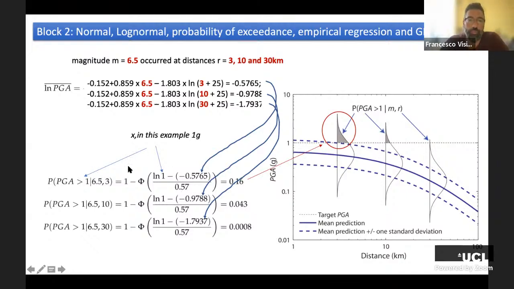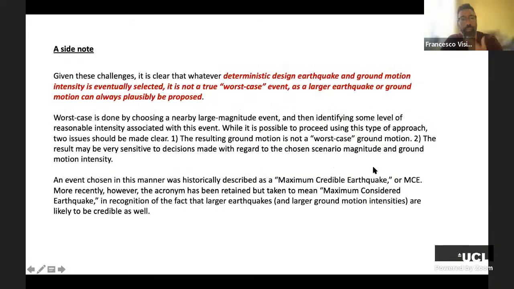Effectively, if I use the formula before, I can calculate the probability that the PGA will exceed 1g. At 3 kilometers, this area is, for example, 0.16. But if the earthquake occurs at 10 kilometers distance, I observe that the area is 0.043. If I'm at 30 kilometers, the probability is very, very close to zero. Not zero, but very, very close to zero. So this is what I mean by the probability of exceedance of a given threshold, given a model that fits the mean of the PGA.